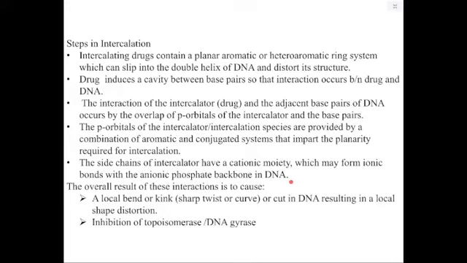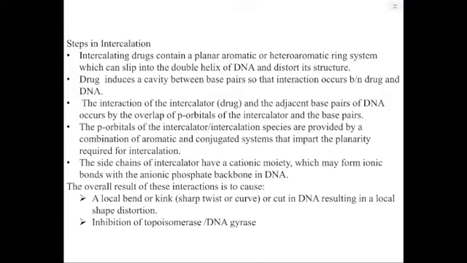Again, remember, our DNA has a phosphate backbone. It has a phosphate and a sugar backbone. That phosphate has a negative charge. So if the drug has a cationic site, ionic bonds also will be formed. The overall result of these interactions is to cause a local bend or a sharp twist or curve in DNA, which results in a local shape distortion.